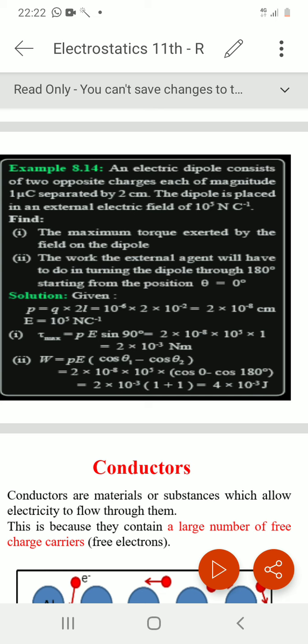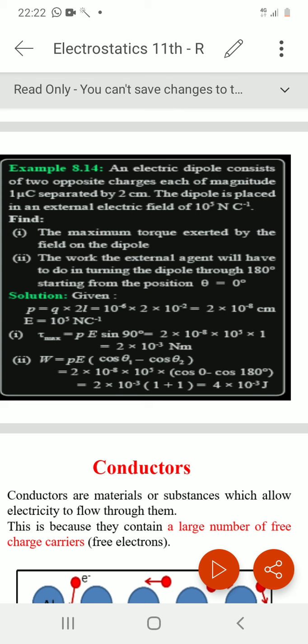Now if you read the problem, they have given the magnitude of the charge. So Q is given, Q is 1 microcoulomb. Convert microcoulomb into coulomb, which is 1 into 10 raised to minus 6 coulomb. Then they are separated by 2 centimeter, so distance small r is also given as 2 centimeter. Again convert centimeter into meter. It is 2 into 10 raised to minus 2 meter.